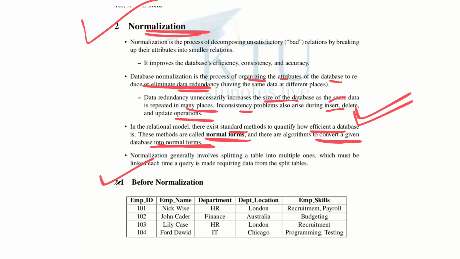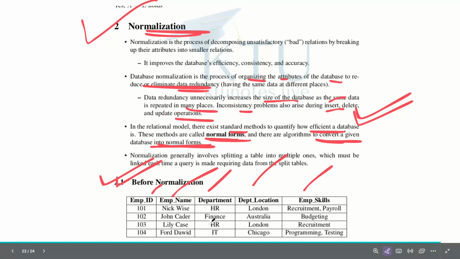So now, before normalization, if you see employee ID, employee name, its department, department location and employee skill. If you see HR, department location, HR London, this data is always repeated every time, right? Similarly, employee ID is a primary key.